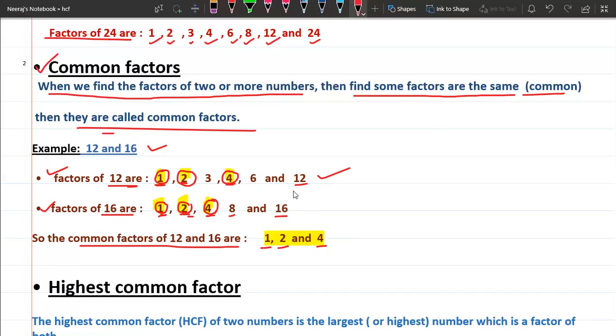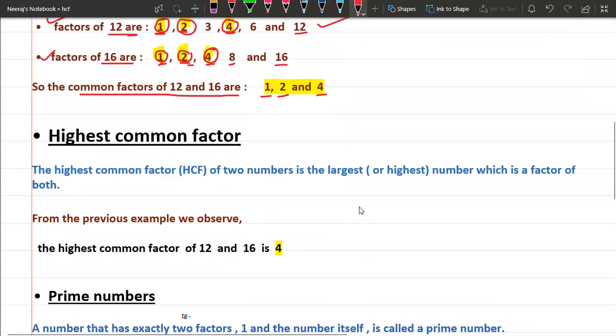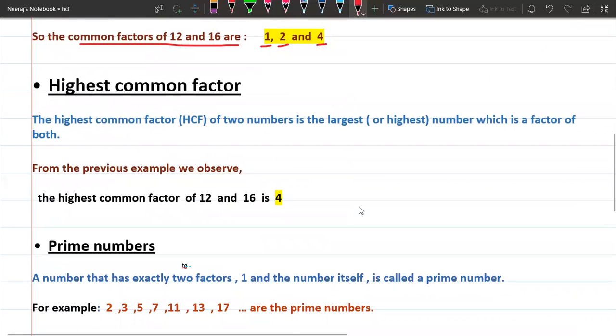Now, after talking about the common factor, let's move to the highest common factor. Firstly, we have learned factors, then we have learned how to find the common factors. Now we are learning how to find the highest common factor. To find it, firstly, we will find the factors, then common factors, then out of the common factors, we will check which one has the largest or biggest value, that will be the highest common factor.